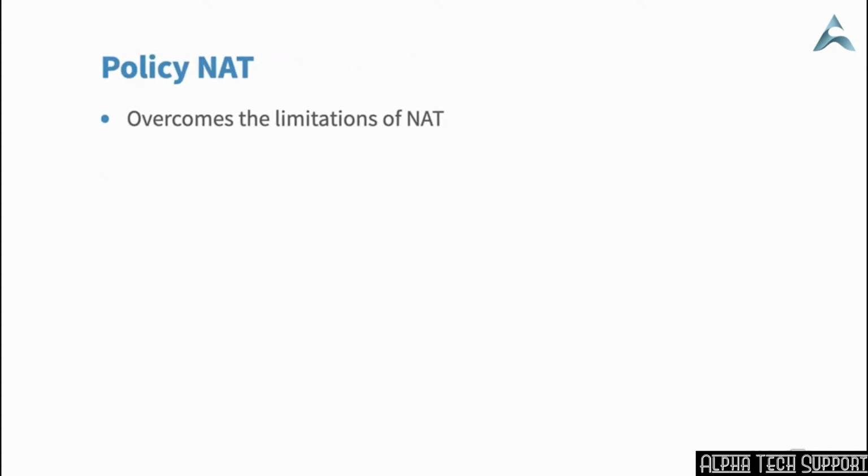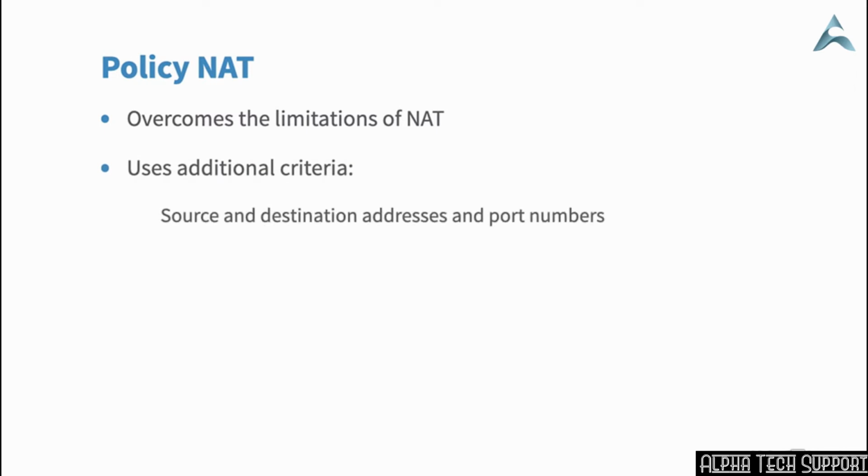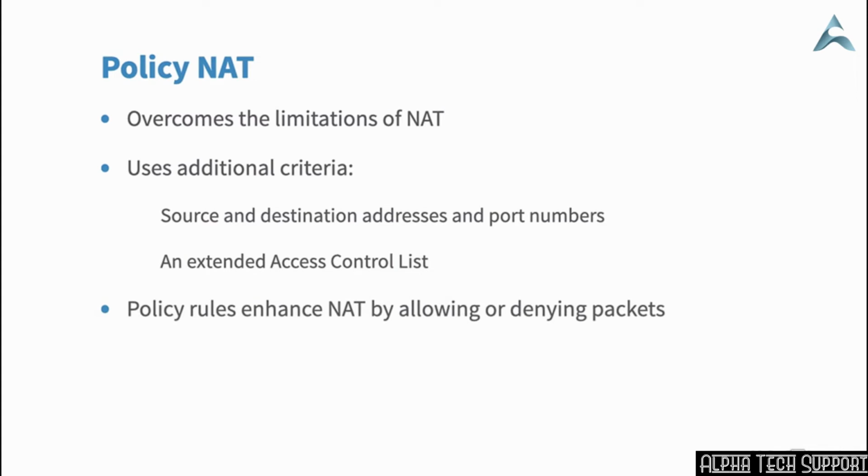In addition to static and dynamic NAT and PAT, you may also need to implement policy NAT on a Cisco ASA firewall. Policy NAT overcomes the limitations of network address translation, which only considers the source address, and uses additional criteria, such as source and destination addresses, along with port numbers, in an extended access control list. The policy rules will enhance NAT by allowing or denying specific packets.